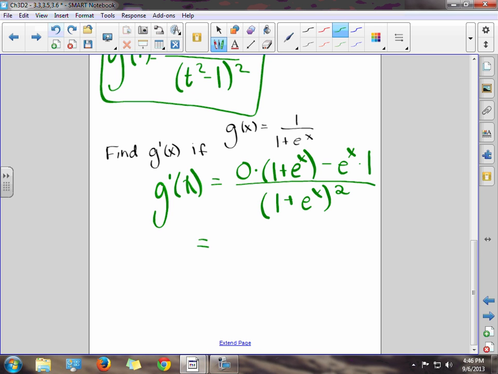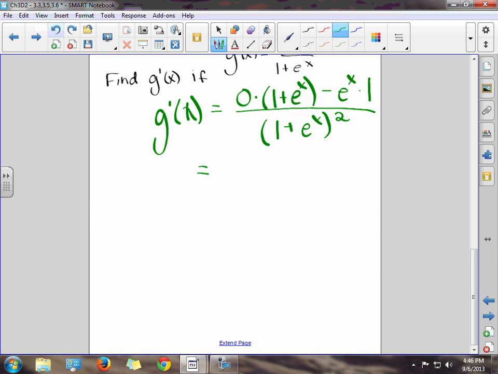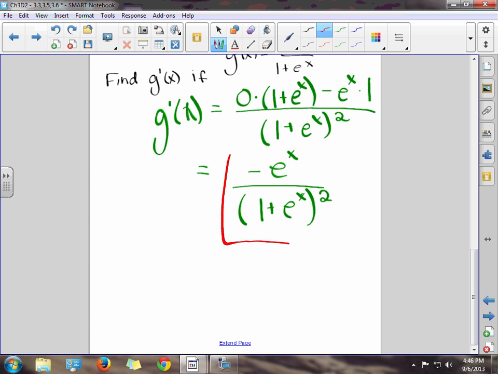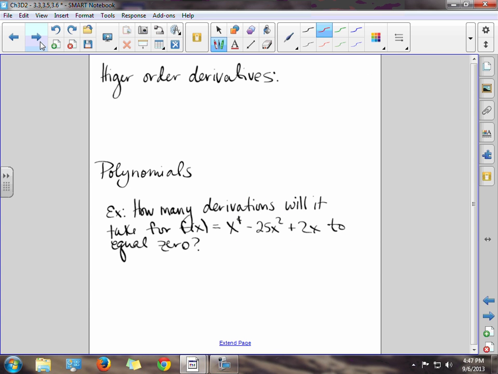Right, so now this is just going to be 1, so on the top we end up with negative e to the x, over 1 plus e to the x all squared. And that's it. That one's pretty simple. So this just requires a lot of practice, making sure you keep up with your negatives, you are keeping up with all your algebra, and so on.